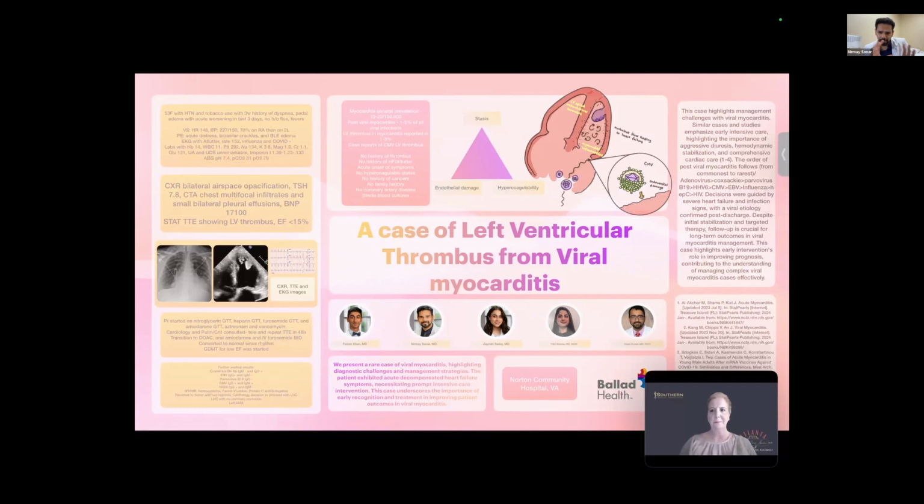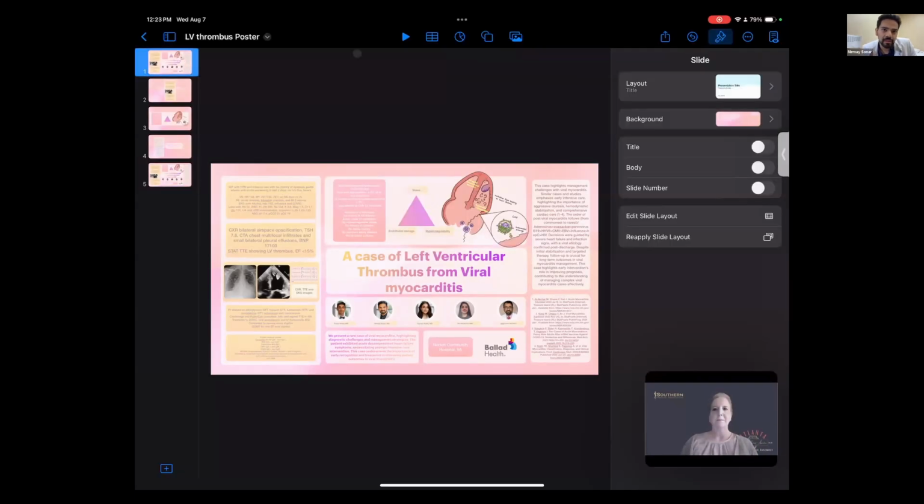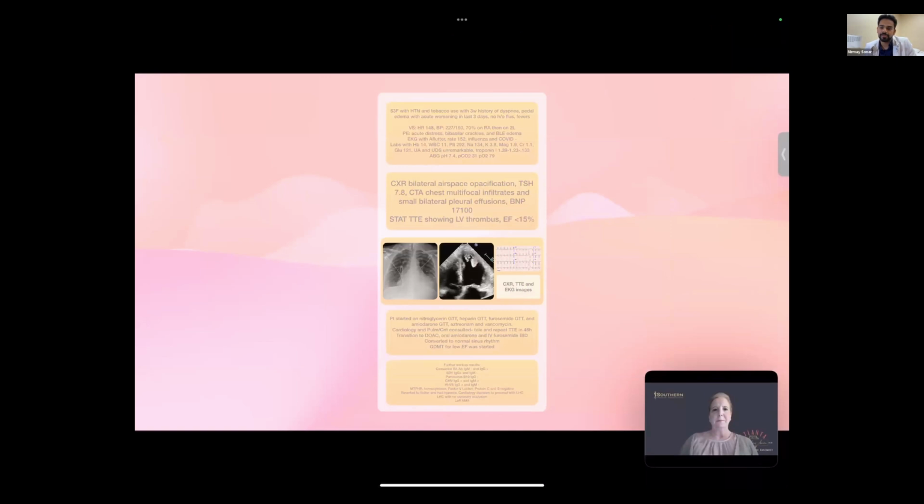I know this slide is a bit busy, so I've basically broken up the presentation into smaller chunks. We start with the case presentation. We had this 53-year-old female with a history of hypertension and tobacco use, like all our patients here. She comes with 3 weeks of shortness of breath and swelling of the feet.